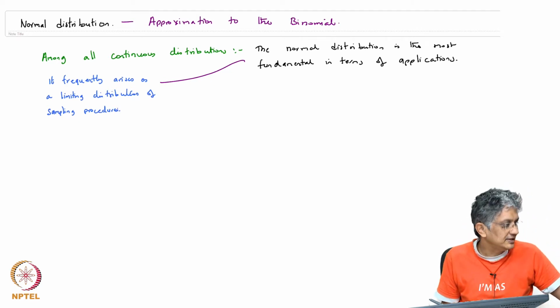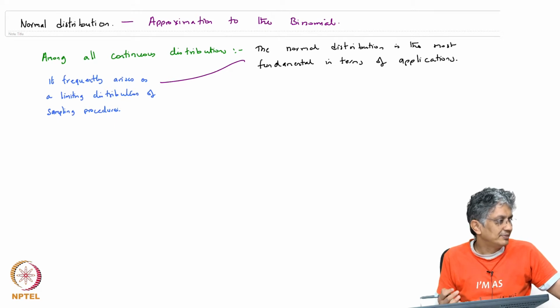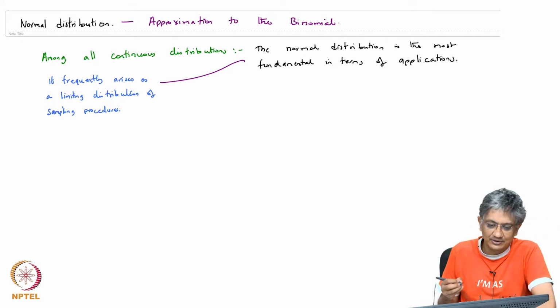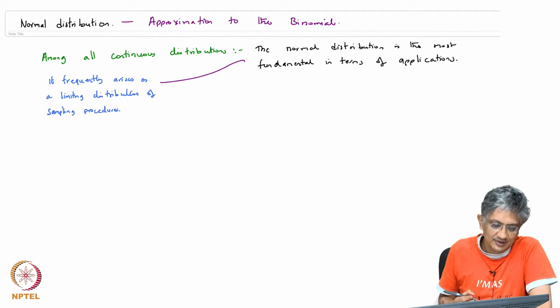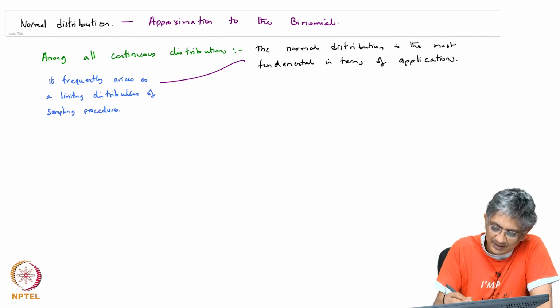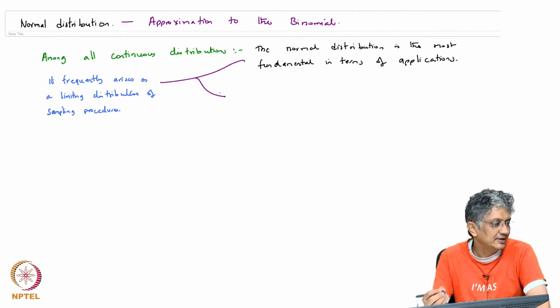So it has a particular density, and it's a random variable density. But what we will do is we will try to sort of motivate it from the binomial. But before that, some more examples I'll give you. So one is as a limiting distribution of sampling procedures. The other is in real life.